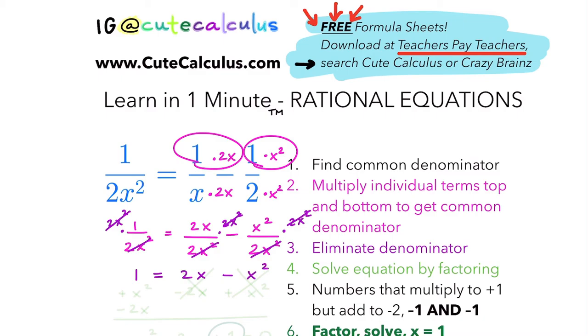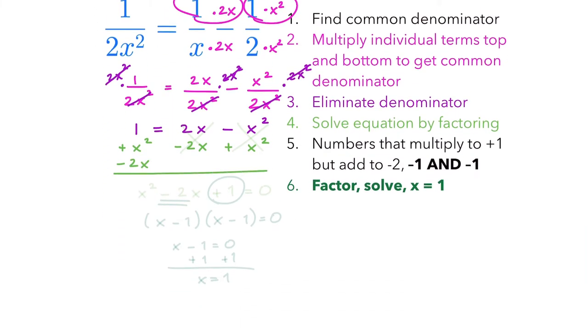Now, we want to factor this. We want this x squared value to be positive. So I'm going to go ahead and add it over and also subtract this over, and we can get it set up to factor. So we'll have x squared minus 2x plus 1 equals 0. These two will eliminate to 0. And now it's in the format set up for us to factor.